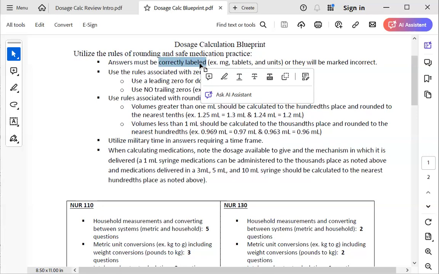So a couple things that you want to pay attention to with labeling. A lot of times, especially at Allegheny campus, it's going to ask you how many milligrams, how many milliliters, how many tablets, how many units. It usually asks you specifically what they're looking for. Just make sure you include it.